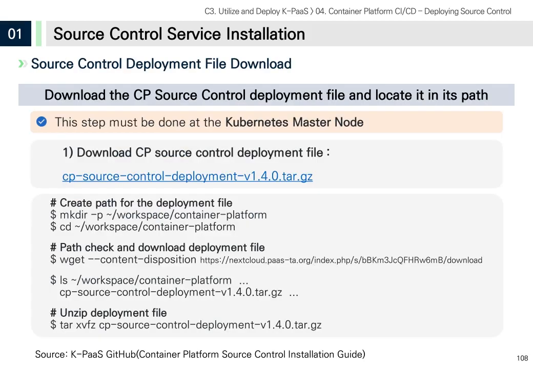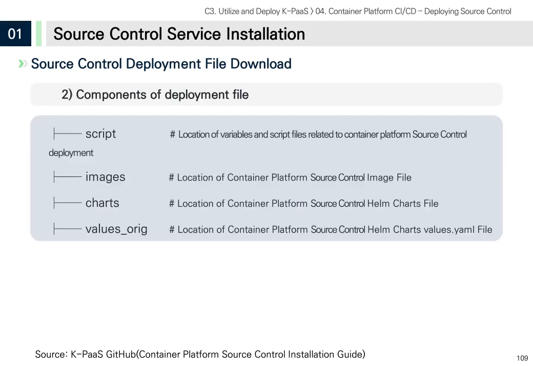Once you've set up the infrastructure for your portal, it's time to download the source control deployment file and place it in the corresponding path. This step must be done on the Kubernetes master node. First, create a path to download the deployment file inside your workspace folder. Create and enter the container-platform folder. Download the deployment file to that folder and verify the file path. Once the download is complete, unzip the deployment file. The deployment files directory is composed of the files as shown in the textbook.